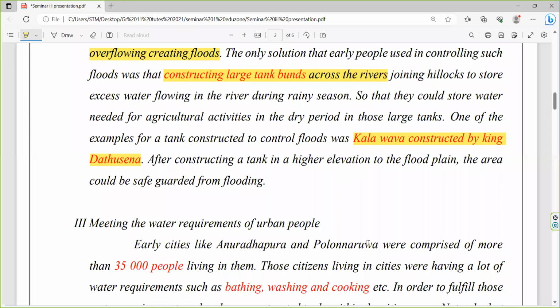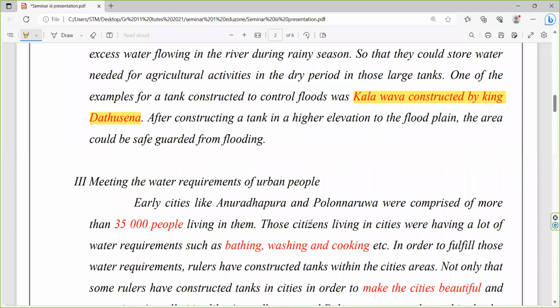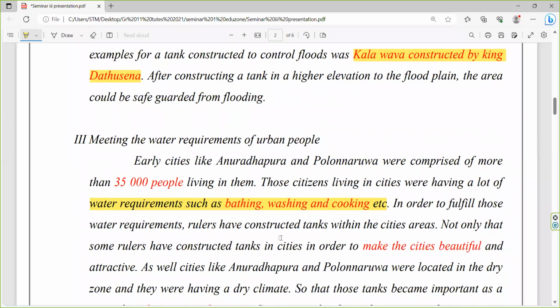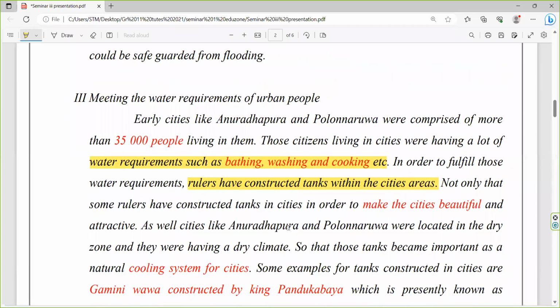Early cities like Anuradhapura and Polonnaruwa were comprised of more than 35,000 people. Those citizens living in cities had a lot of water requirements. So you must write about the water requirements like bathing, washing, cooking. In order to fulfill those water requirements, rulers constructed tanks within the city areas. So you must write that. Then give examples. These 3 facts are needed to get full marks for this paragraph.